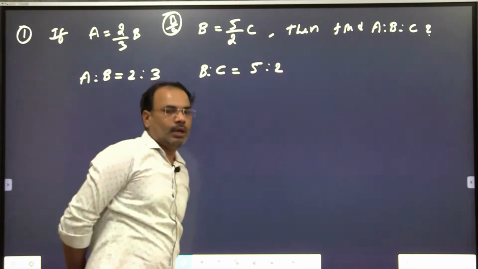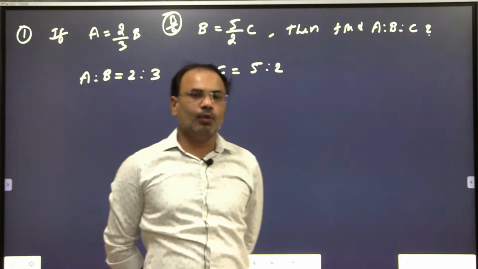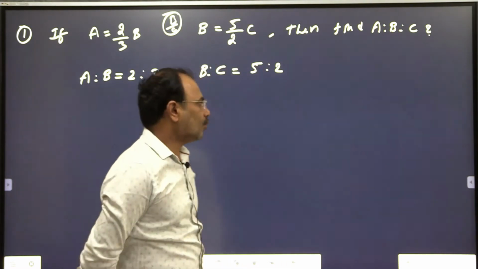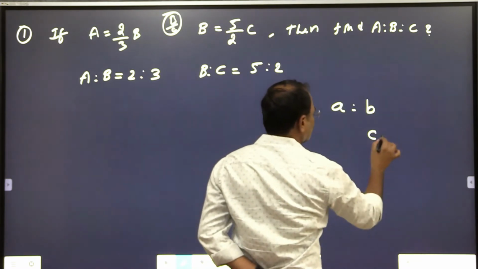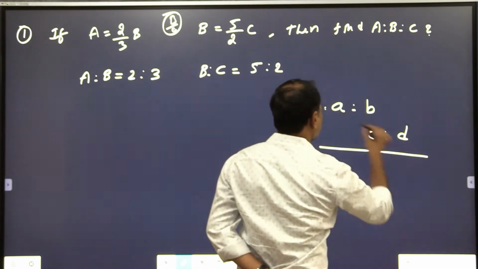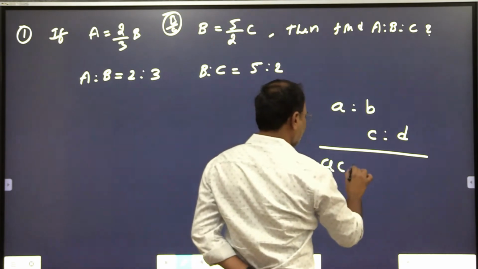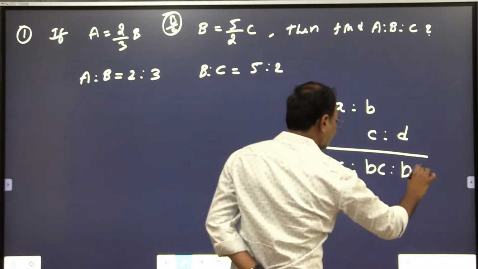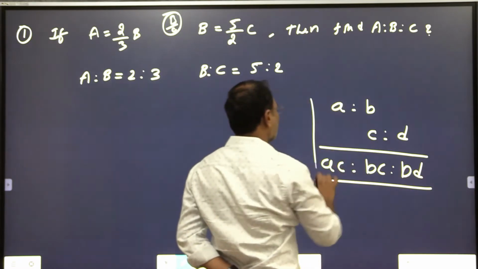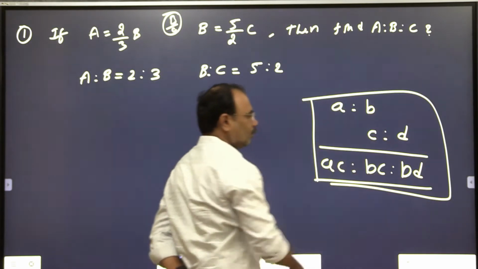Then now you can use working rule 1. What is working rule 1? If a is to b, c is to d, then a into c, ac, b into c, bc, b into d, bd. This is working rule 1. You need not write the working rule again, I am just reminding you.